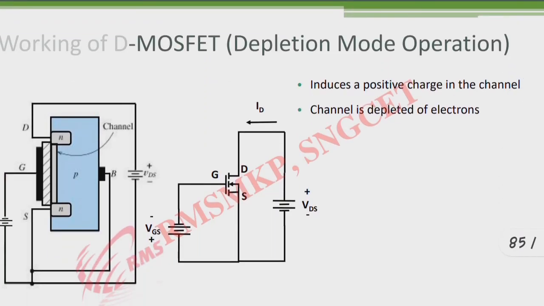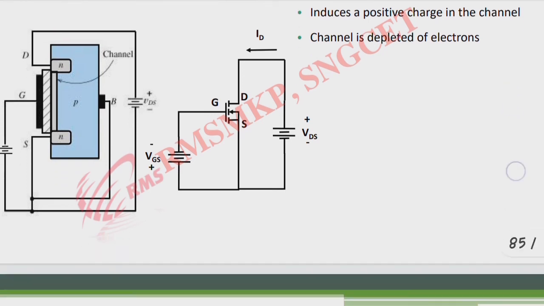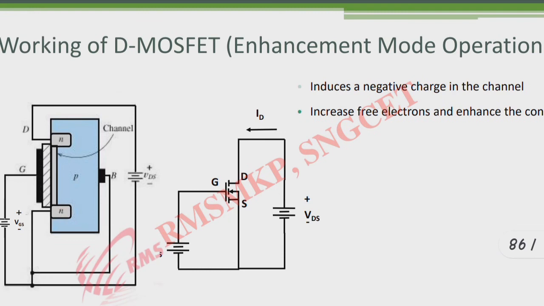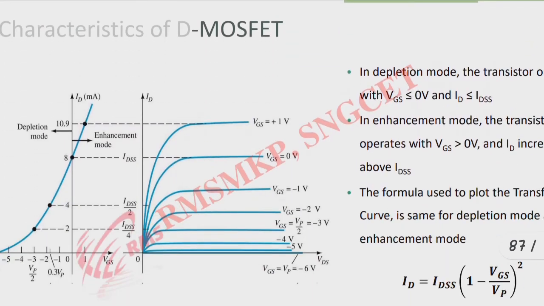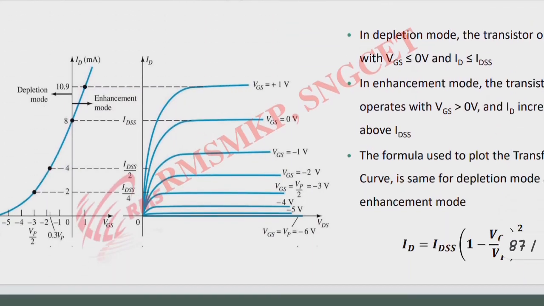Working of D MOSFET: a positive charge is induced in the channel, and the channel is depleted of electrons. Working of E MOSFET: a negative charge is induced in this channel, increasing free electrons and enhancing the conduction. In depletion mode, the transistor operates with VGS less than or equal to 0 volt and ID less than or equal to IDSS. In enhancement mode, the transistor operates with VGS greater than 0 volt and ID increases above IDSS.